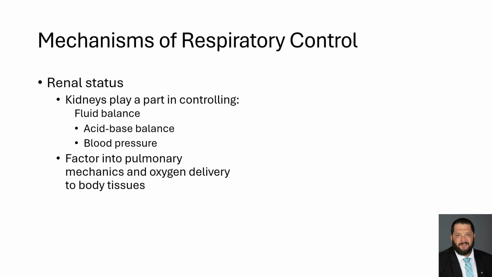Other body systems can impact the respiratory center. For example, renal status can play a role in controlling fluid balance and acid-base balance, which can certainly impact a patient's respiratory status. And then there may be other factors that prevent or disrupt oxygen delivery to the body tissues that we'll also discuss in some later chapters.